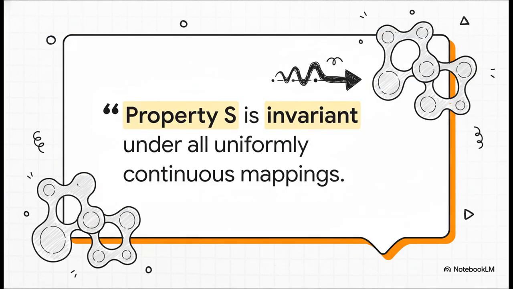Here's a key theorem, straight from Wyburn's text. It says property S is invariant under uniformly continuous mappings. Now, invariant is just a fancy way of saying the property is preserved. So if you take a space that you know has property S and you apply a nice, well-behaved function to it, a uniformly continuous one, the new space you get out on the other side is absolutely guaranteed to also have property S. The property survives the transformation.